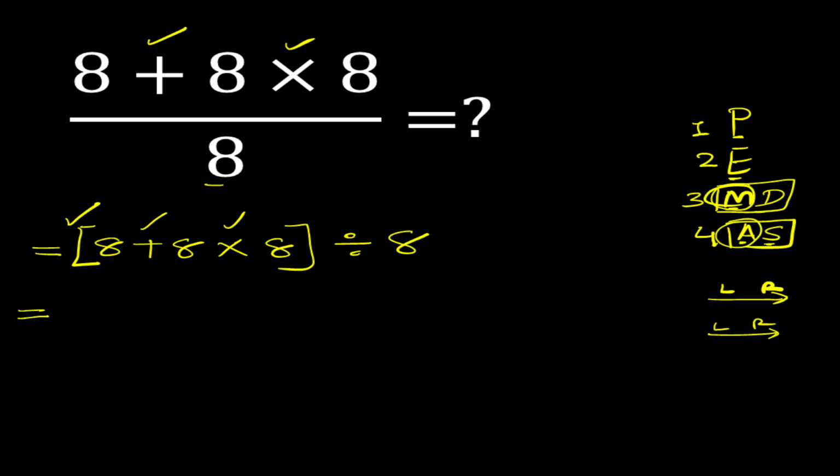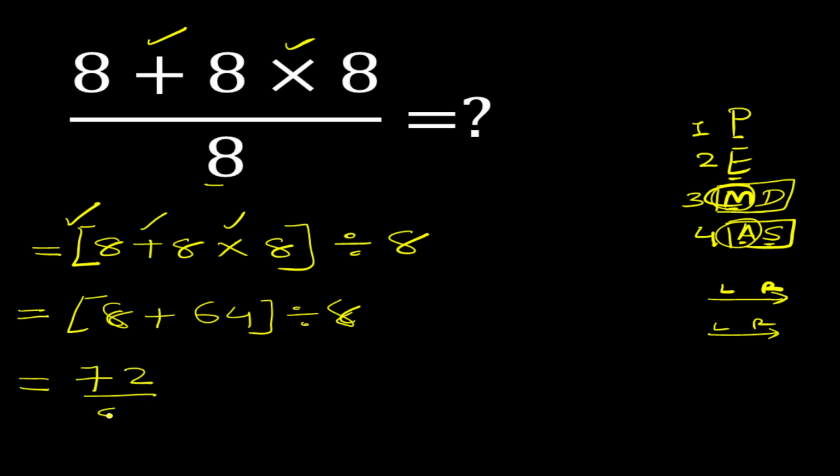So first priority is multiplication. So 8 plus, now solve this multiplication, 8 times 8 is equal to 64, divided by 8. Now 8 plus 64 is equal to 72, right? Divided by 8. Now 72 divided by 8 is equal to 9. So the correct answer is 9, right?